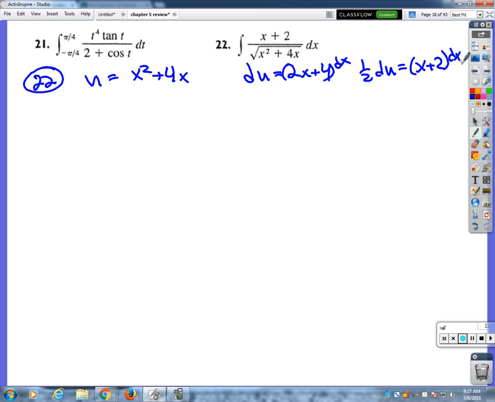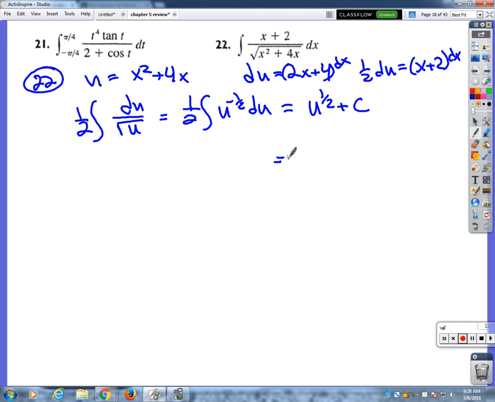Okay, so now we're ready. So this becomes the square root of u on the bottom, and then du on the top, and a 1/2 in the front. And then we have to do the antiderivative first. So I'm going to rewrite this as 1/2 u to the negative 1/2 du. So what's the antiderivative of that? U to the 1/2.